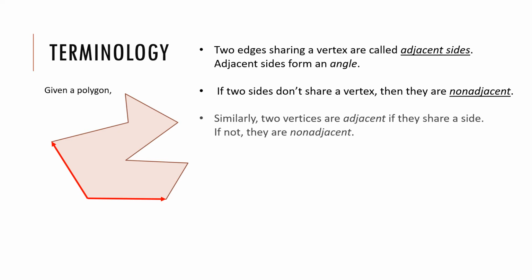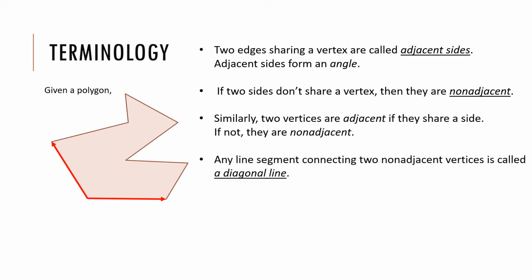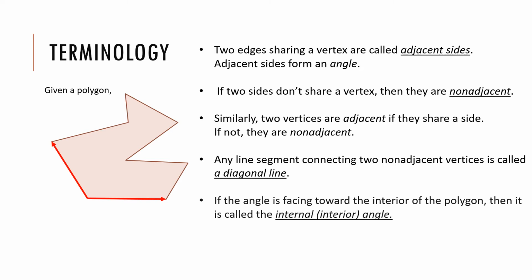Now we can apply the same principle to vertices too. When you have 2 vertices not sharing a side, then they're non-adjacent. If they do share a side, we call them adjacent. Now any line segment connecting 2 non-adjacent vertices is called a diagonal. If the angle formed by 2 adjacent sides is facing toward the interior of the polygon, then it is called an interior or internal angle.